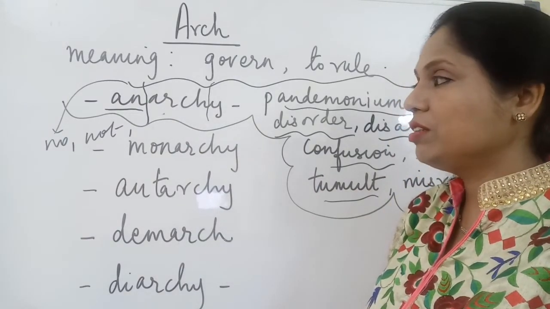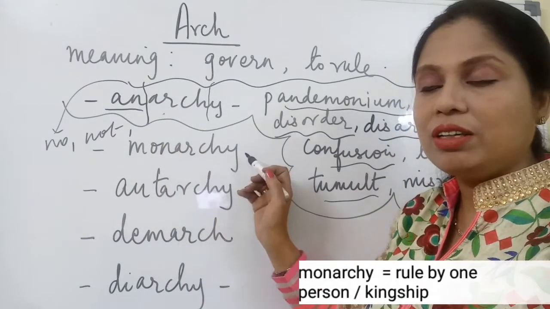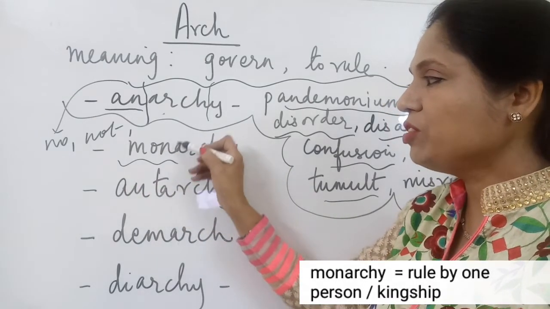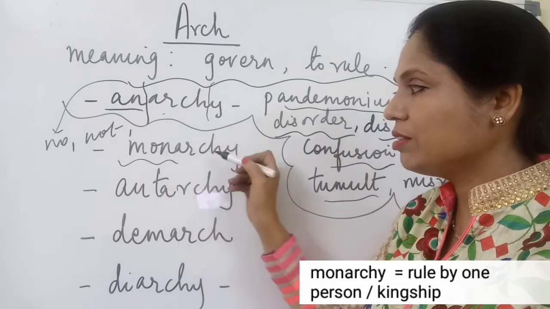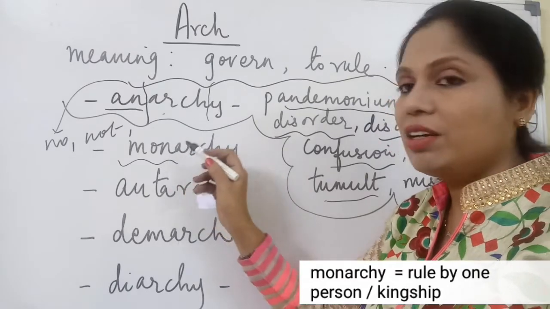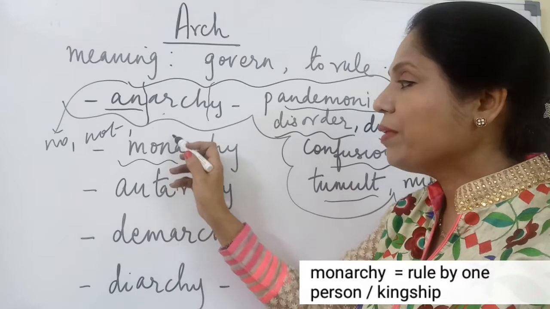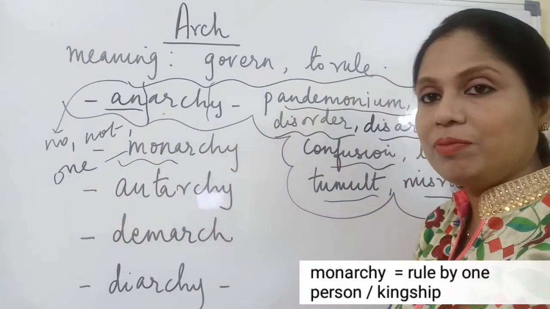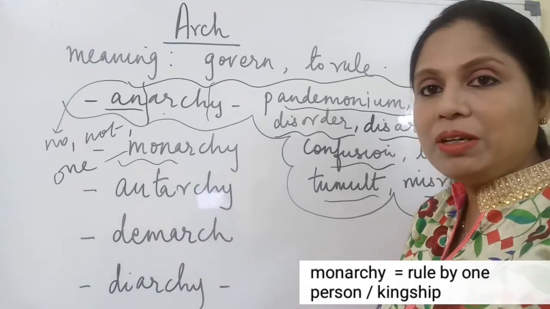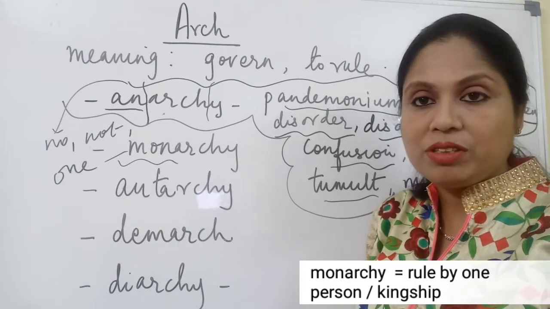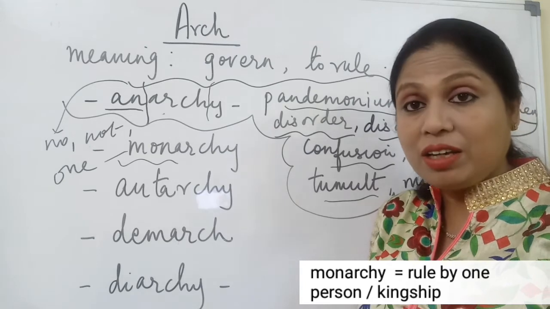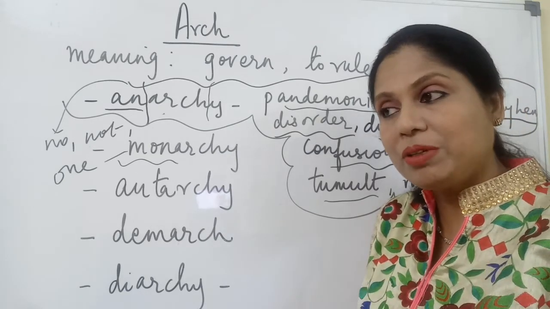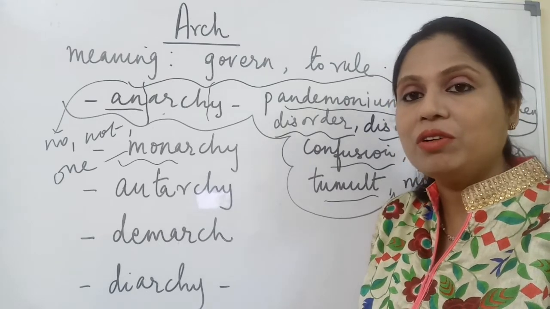The next word that I've brought is monarchy. Let's work this word out. Mono. The first root in this word, it is a prefix of course, is mono. Mono means one or single. So monarchy means rule of one person. So a king who is the ruler of a place is also known as a monarch because he has absolute power.